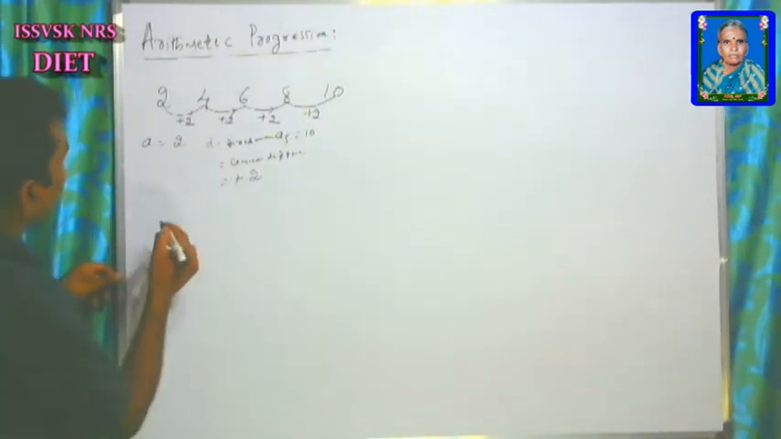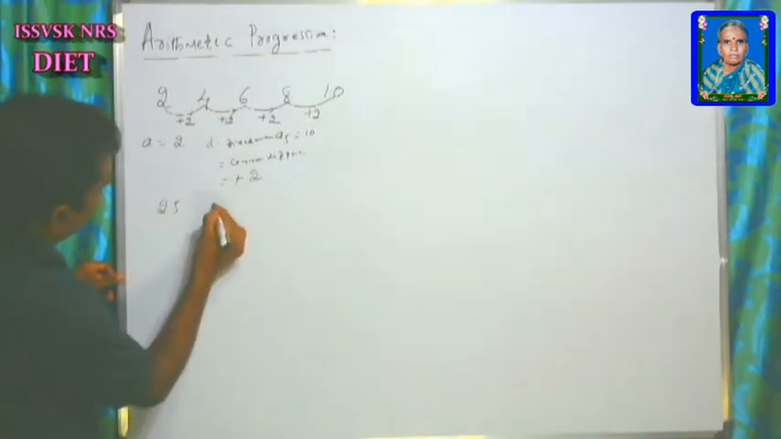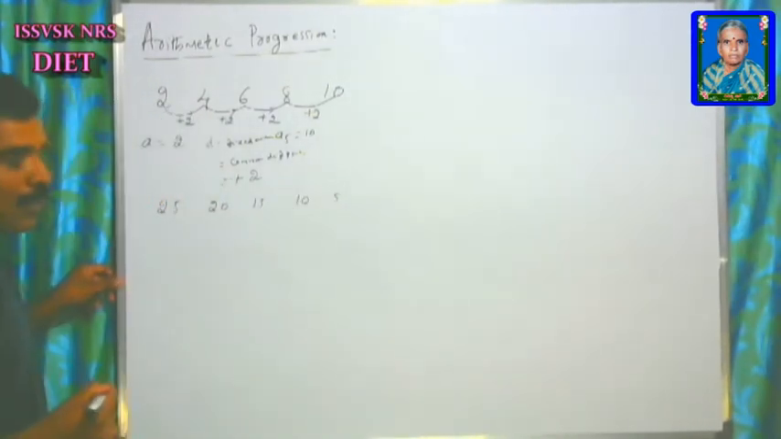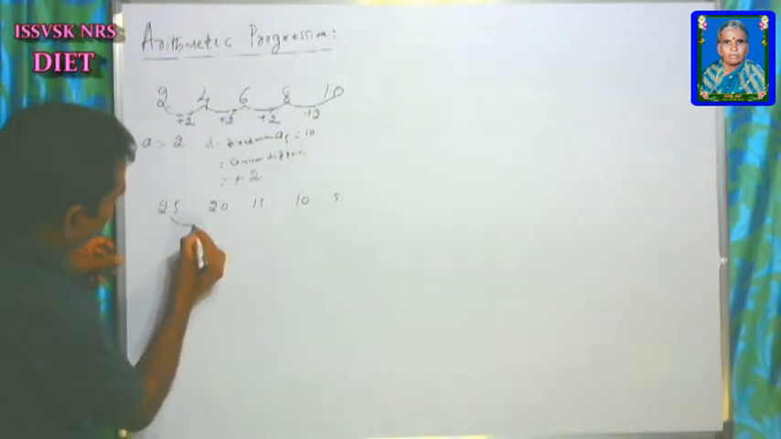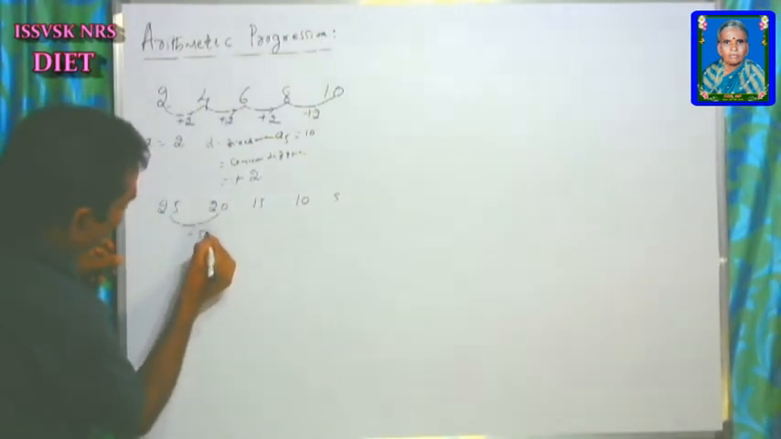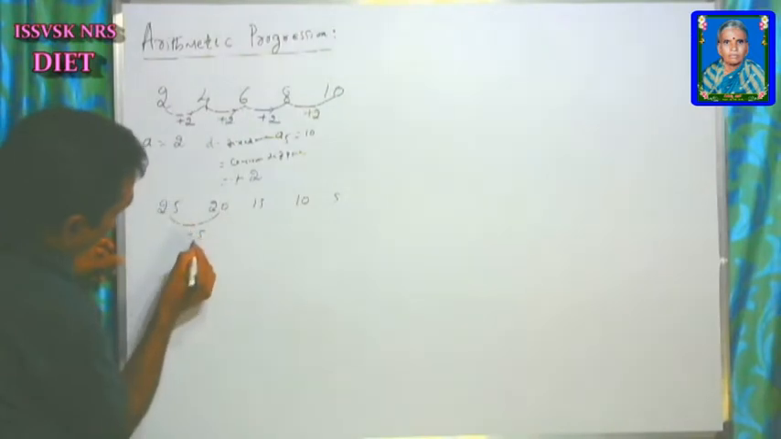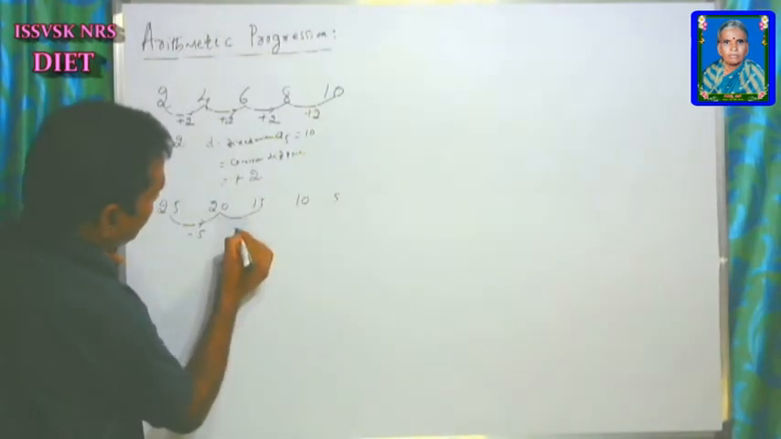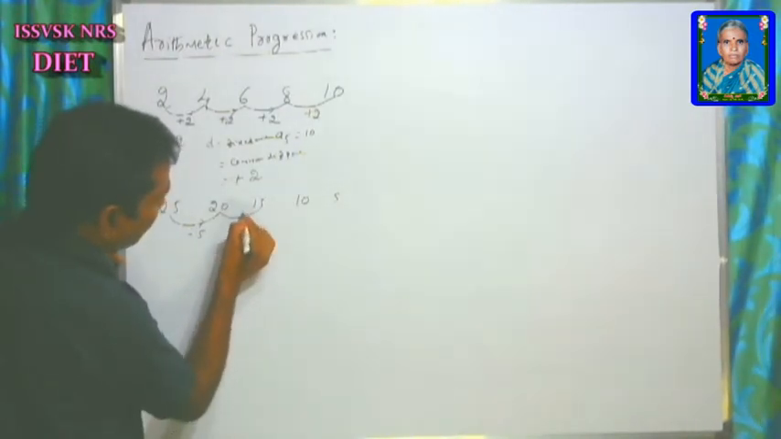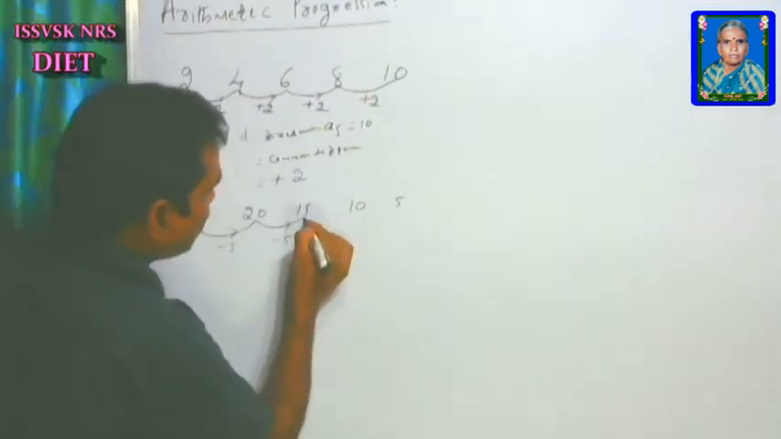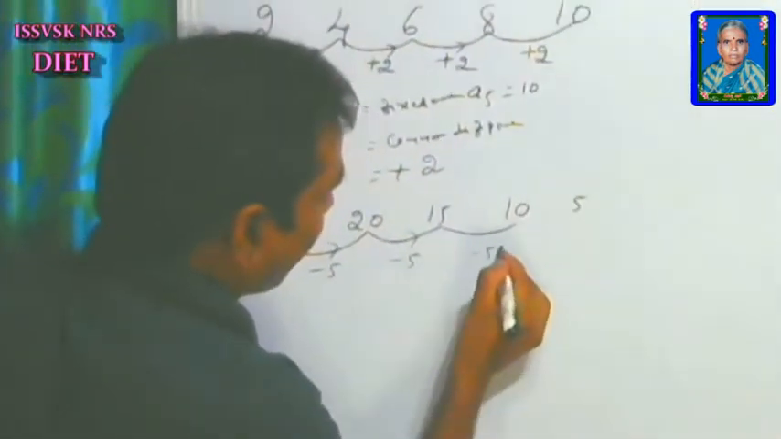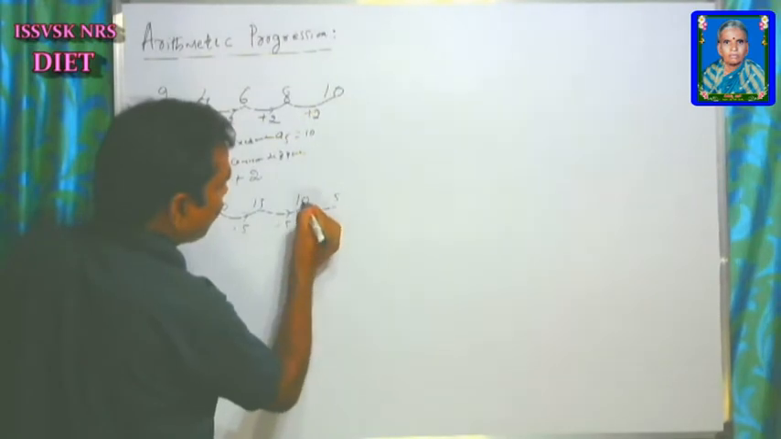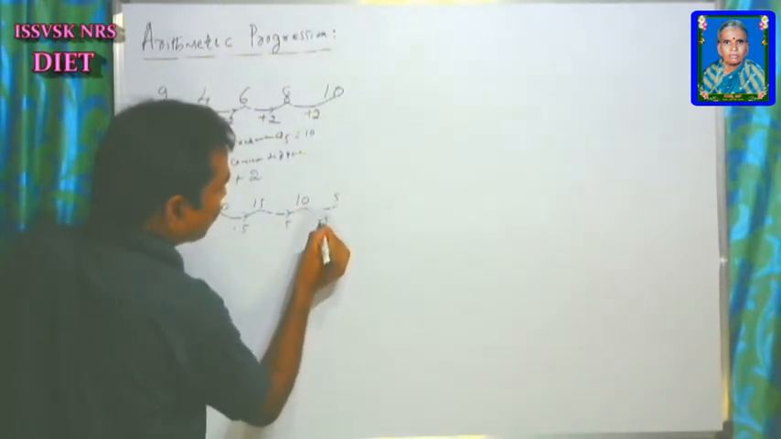Let us take another example. 25, 20, 15, 10, 5. The difference between these two numbers, 20 minus 25, is minus 5. 25 plus minus 5 is 20. The difference between 15 and 20 is minus 5. 20 plus minus 5 is 15. The difference between 10 and 15 is minus 5. 15 plus minus 5 is 10. The difference between 5 and 10 is minus 5. 10 plus minus 5 is 5.